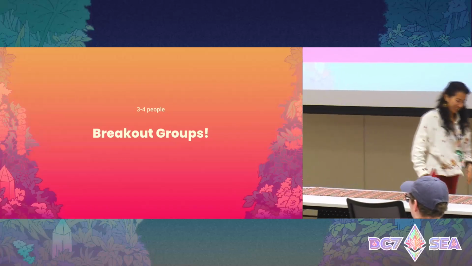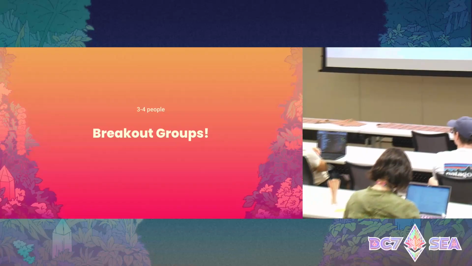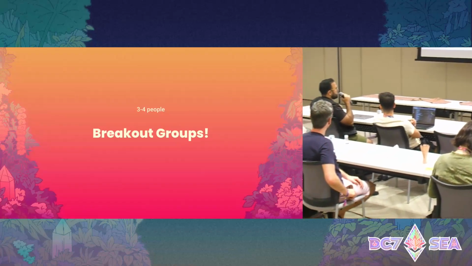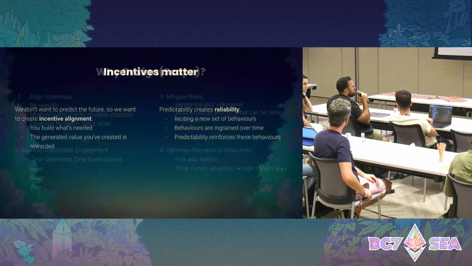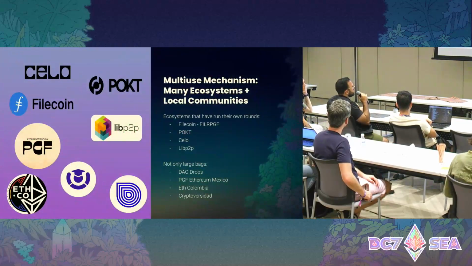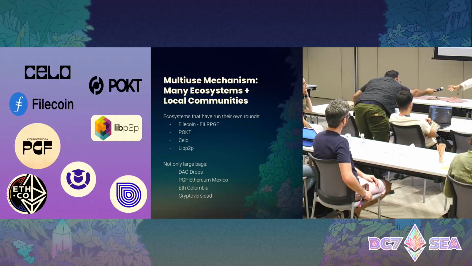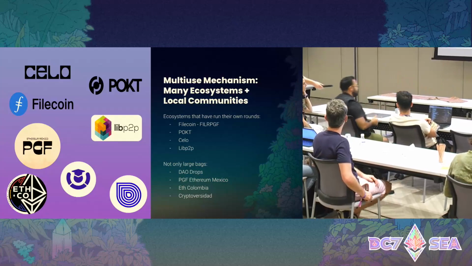I'm just curious if you could share some more examples of retro rounds, and what are the differences in the round as you change what you're funding? Like if it's software or if it's governance or if it's something else. Thanks.